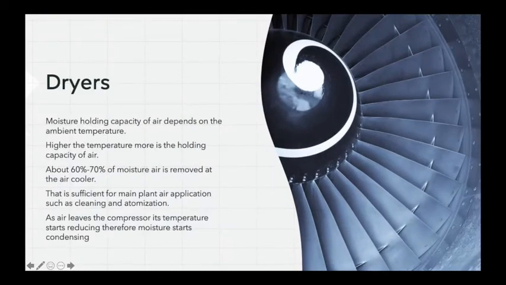So the moisture holding capacity of any air depends upon its ambient temperature. The higher the temperature, the more the holding capacity of the air. Now, as I explained earlier in lecture number 1 of compressed air system, in a compressor we have one intercooler and one aftercooler. About 60 to 70% of the moisture of the air is removed at the aftercooler only. The remaining 30% is removed by the dryers.